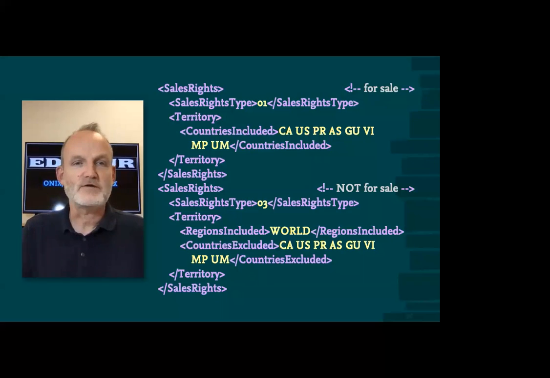Expressing your complementary territories like this is much clearer than if you try to create a huge list of all the 241 individual countries where this book is not for sale. You can see at a glance that between the two sales rights composites, we've got the whole world covered. There's no ambiguity at all and no chance of missing a country out.